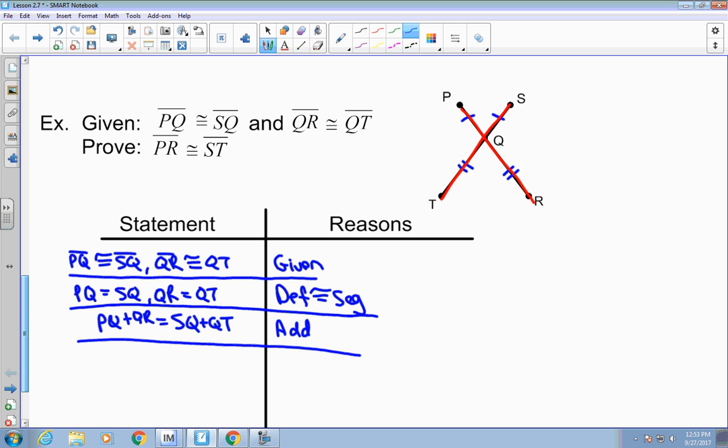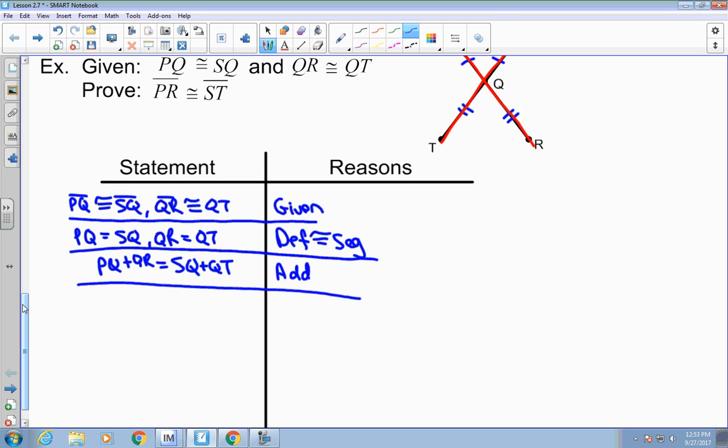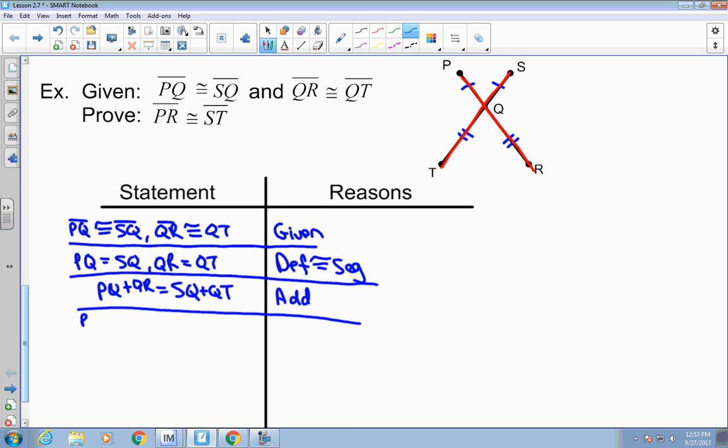Now, remember, I'm trying to get PR and ST to be equal to each other. That's the big part. So I need to, again, establish what makes up PR and what makes up ST. So PR is made up of PQ plus QR, and ST is made up of SQ plus QT. And what's that called? Segment addition postulate.